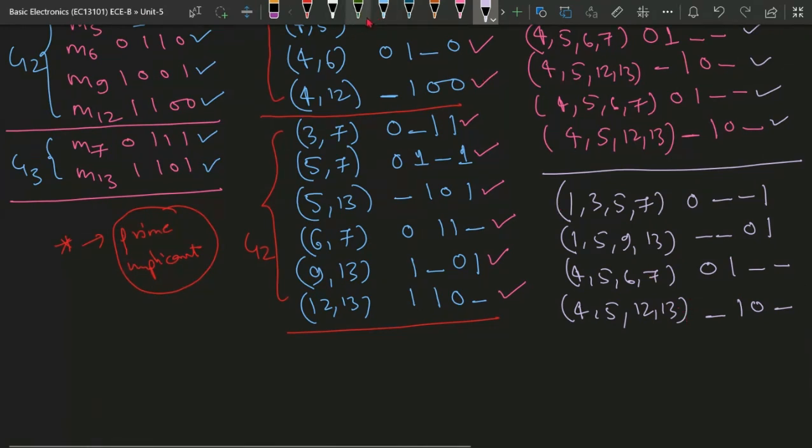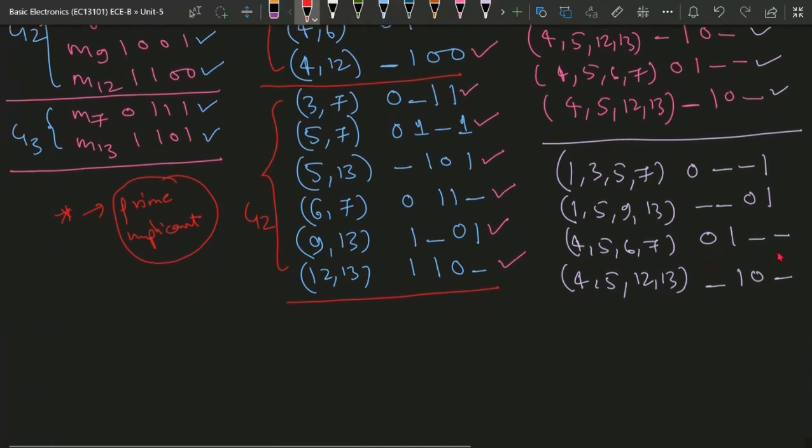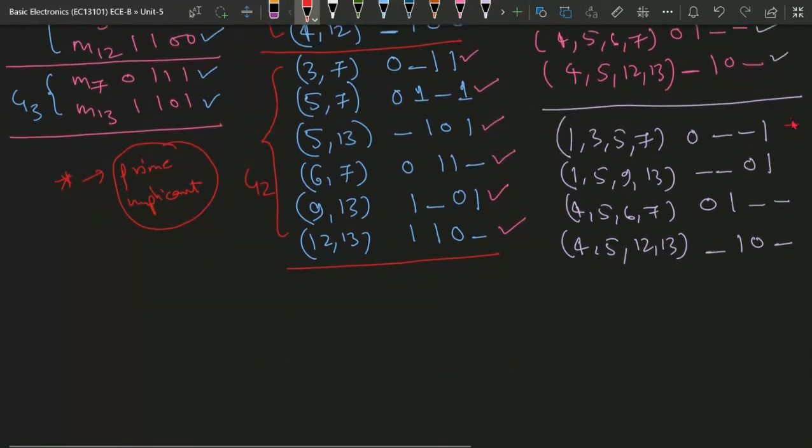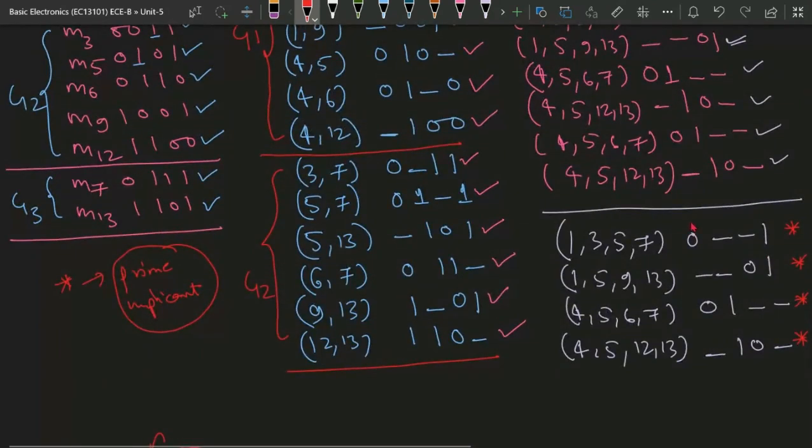If it cannot be reduced further, then we will be marking it with a star. Star in the sense that now it is a prime implicant. Prime implicant in the sense that after reduction, these will be the terms that define the expression. So what will the expression be here? The function f will be, so this position is basically A B C D. Each term will indicate one min term.